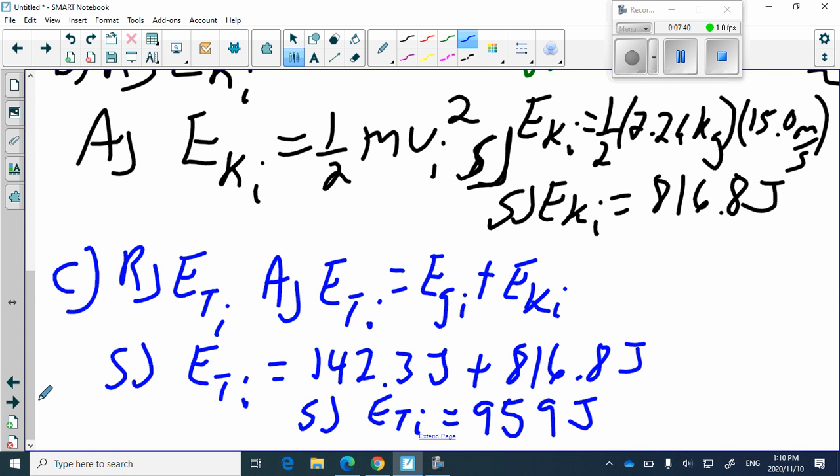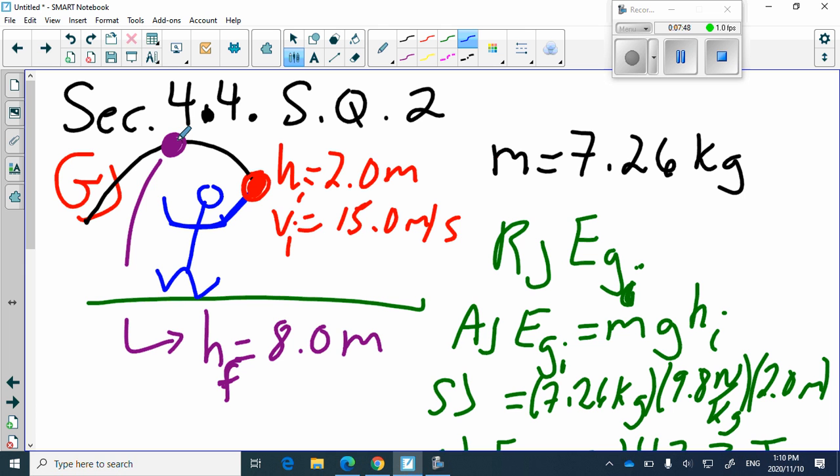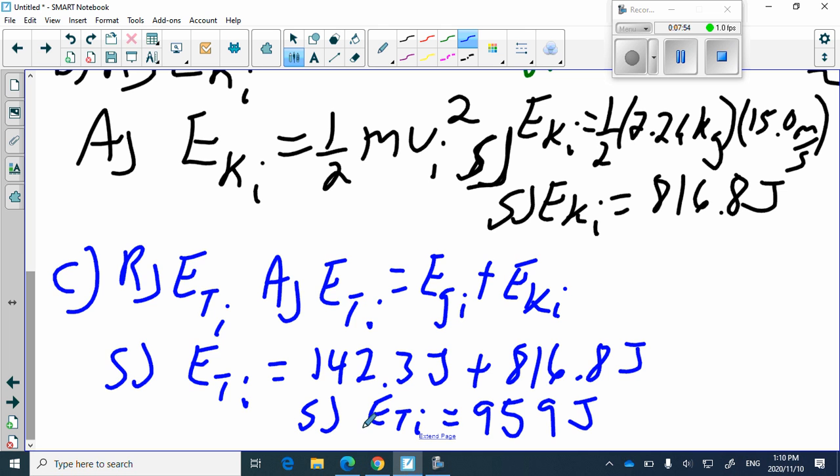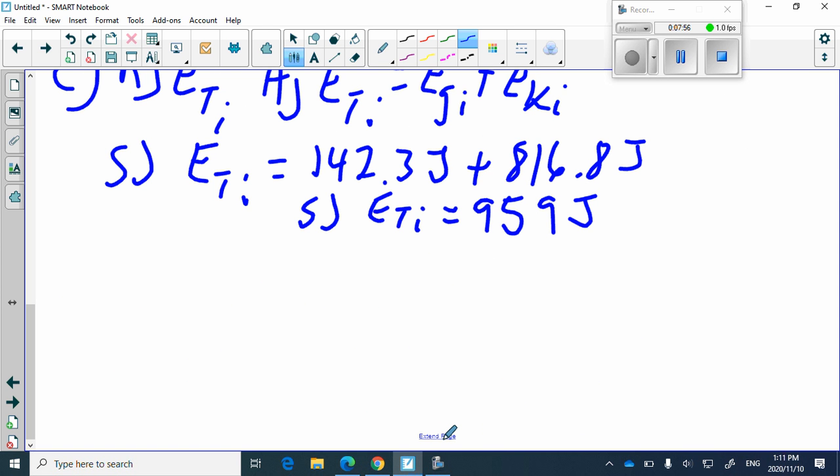That's C. D, what is the total mechanical energy of the shot as it reaches its maximum height? Well, what's the total energy here? We're ignoring air resistance. Okay, well, let's talk about that. So this is D.